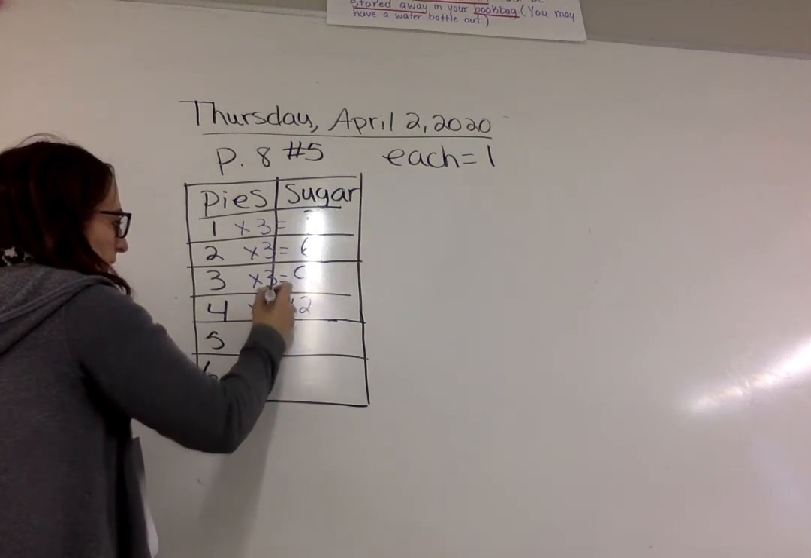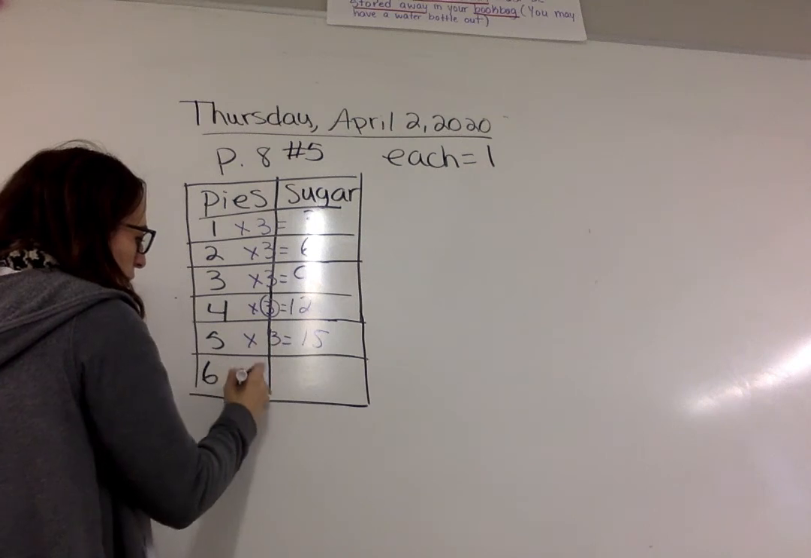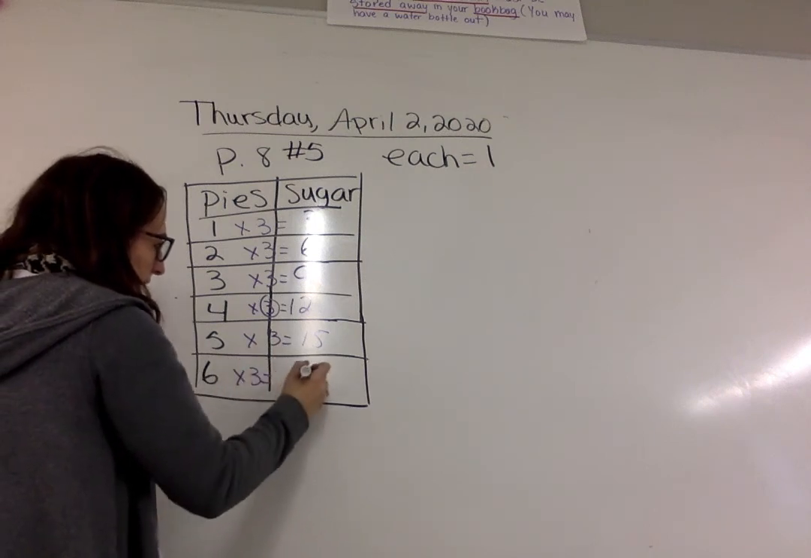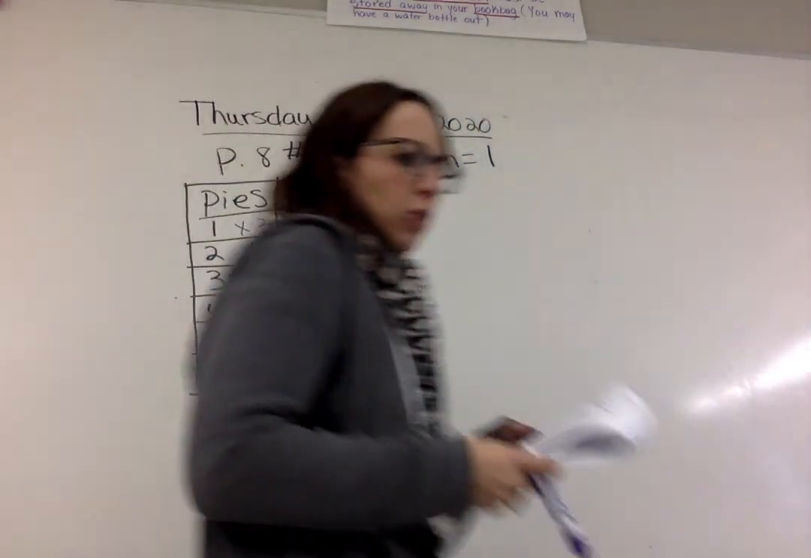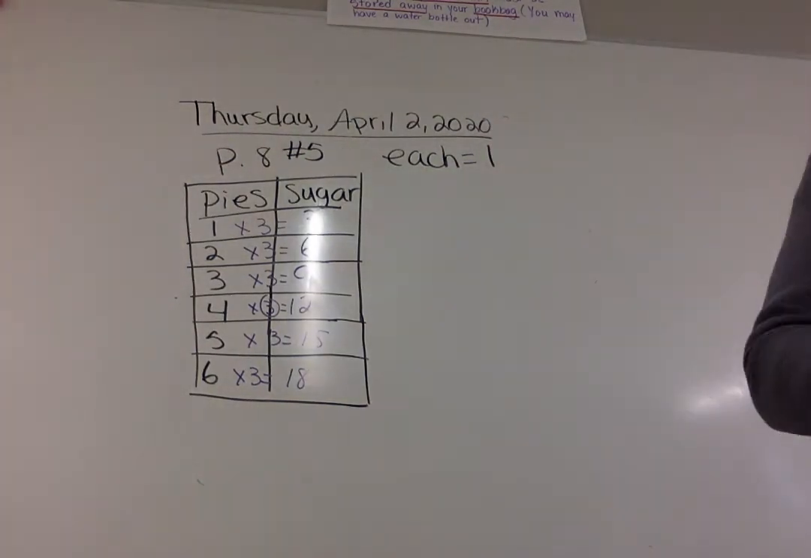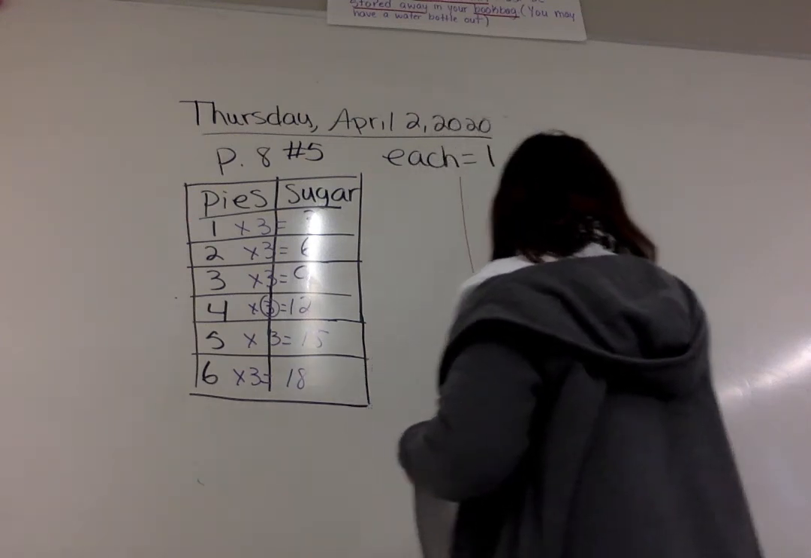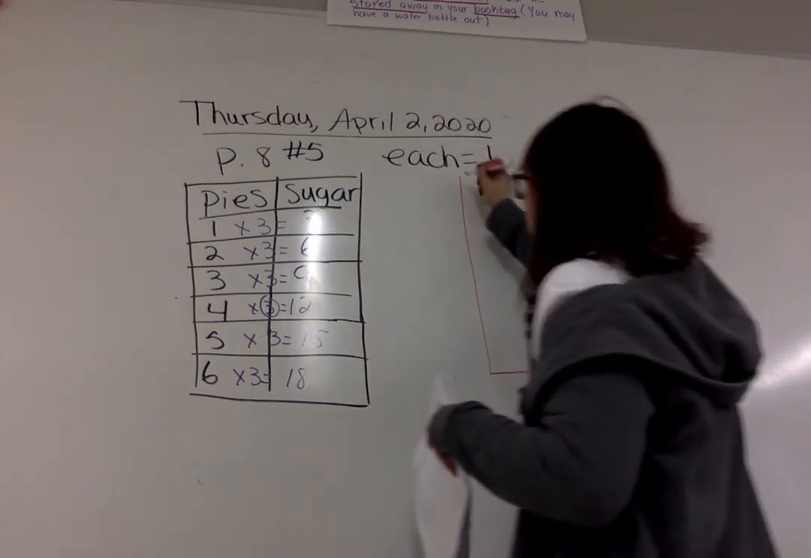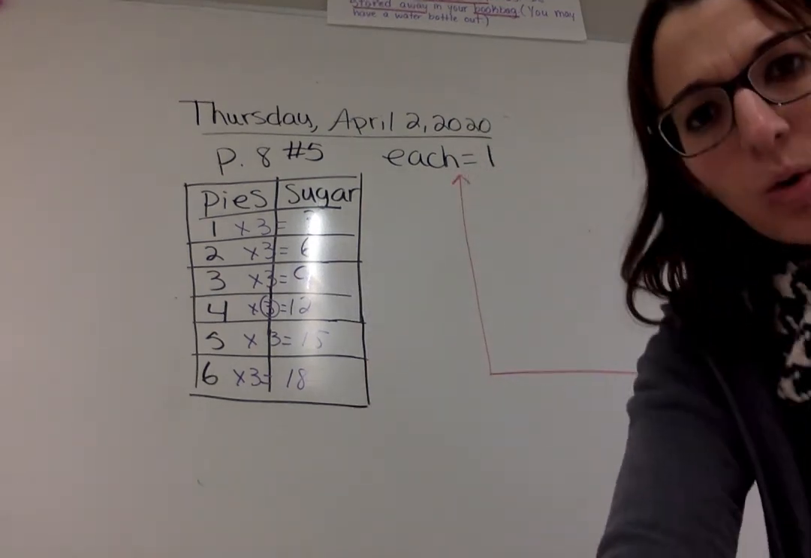I multiply by 3, right? I multiply by 3, 15. I multiply by 3, I get 18. My multiples of 3 and my multiples of 1. Now we're going to apply this on a graph. So this is where it's going to get a little tricky. All right? You have your graph in front of you. Every time you have a graph, you must label the X and Y axis.